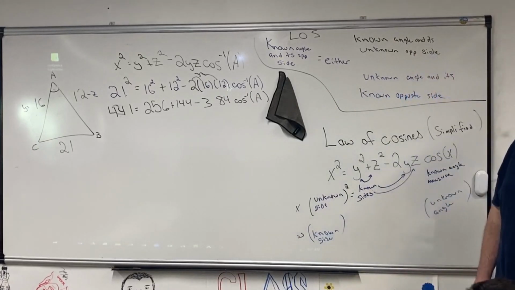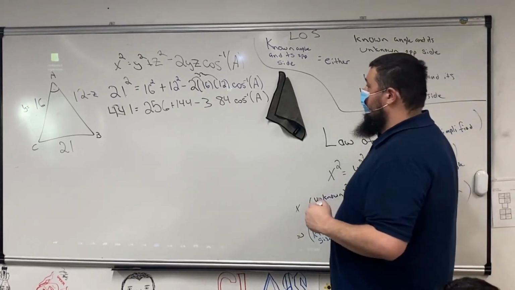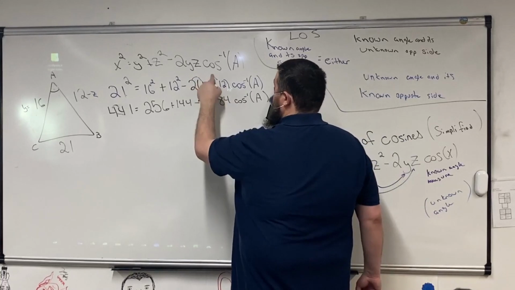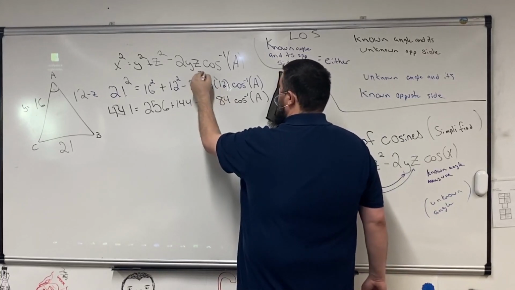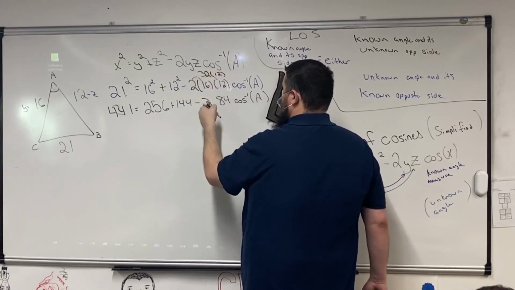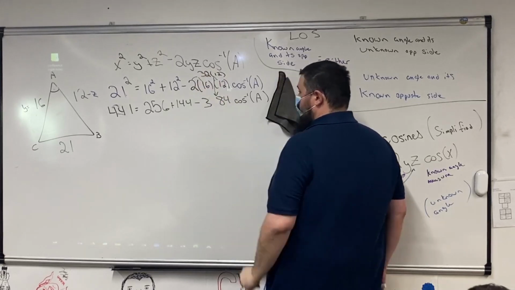So, Kelly, 3 or 32? Where are we at? This is 32. This is 16 times 2, which was 32 times 12. That should be 384.